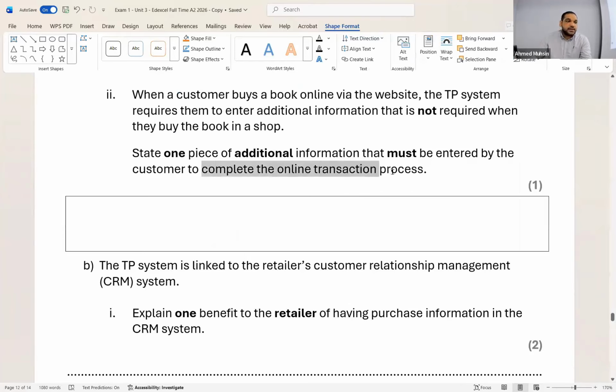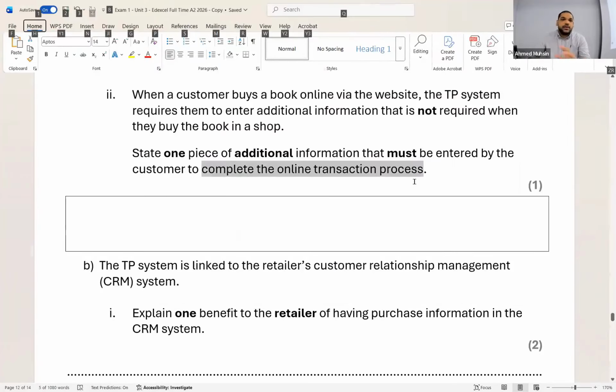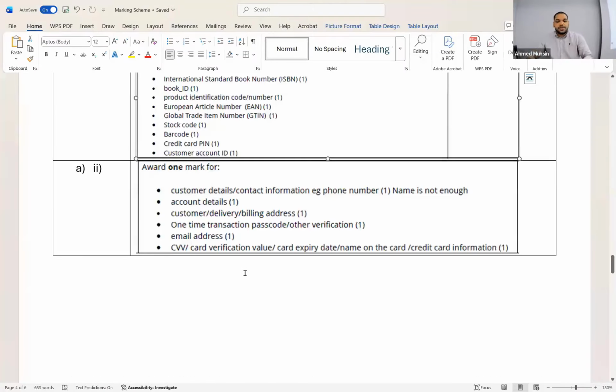To complete the online transaction process. Okay, now it makes sense. Everybody here, to complete the online, they are not asking on the bookshop's website. They are saying to complete this online transaction as a whole, what do you need to enter? Then it makes sense to say OTP, the card number, the CVV number, email address, all that. This is to complete the whole transaction.